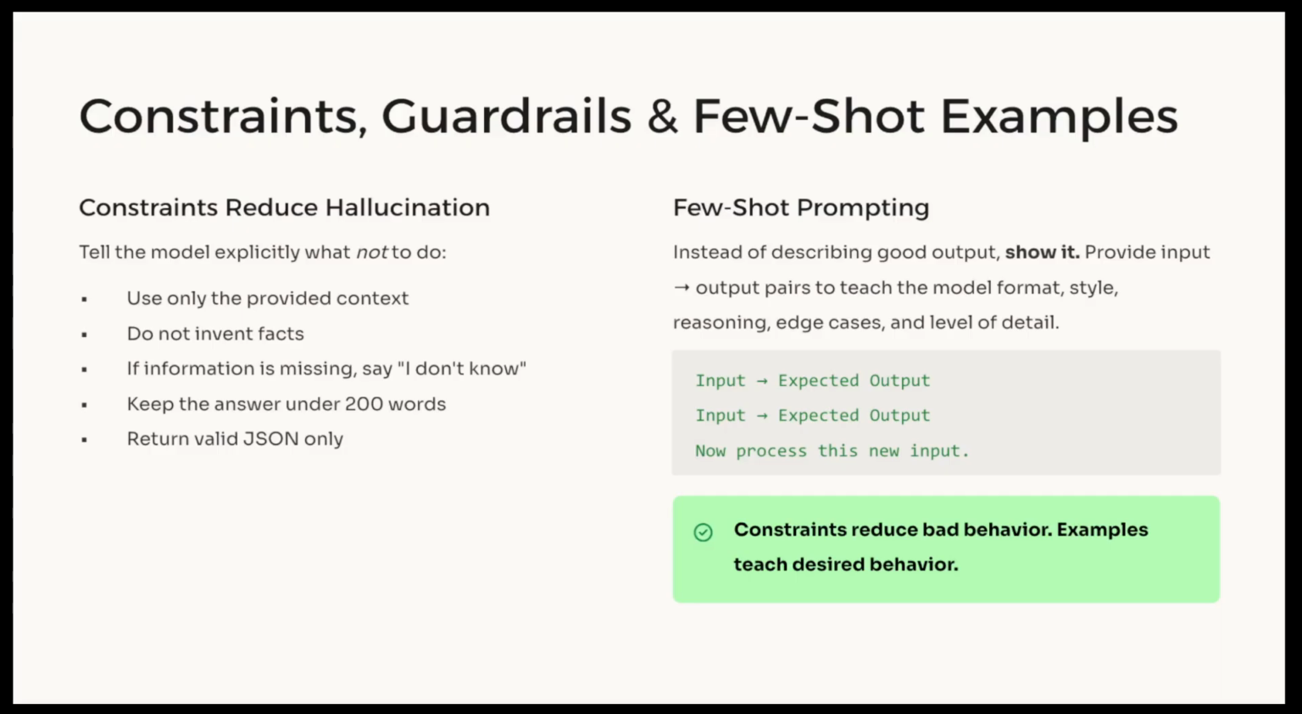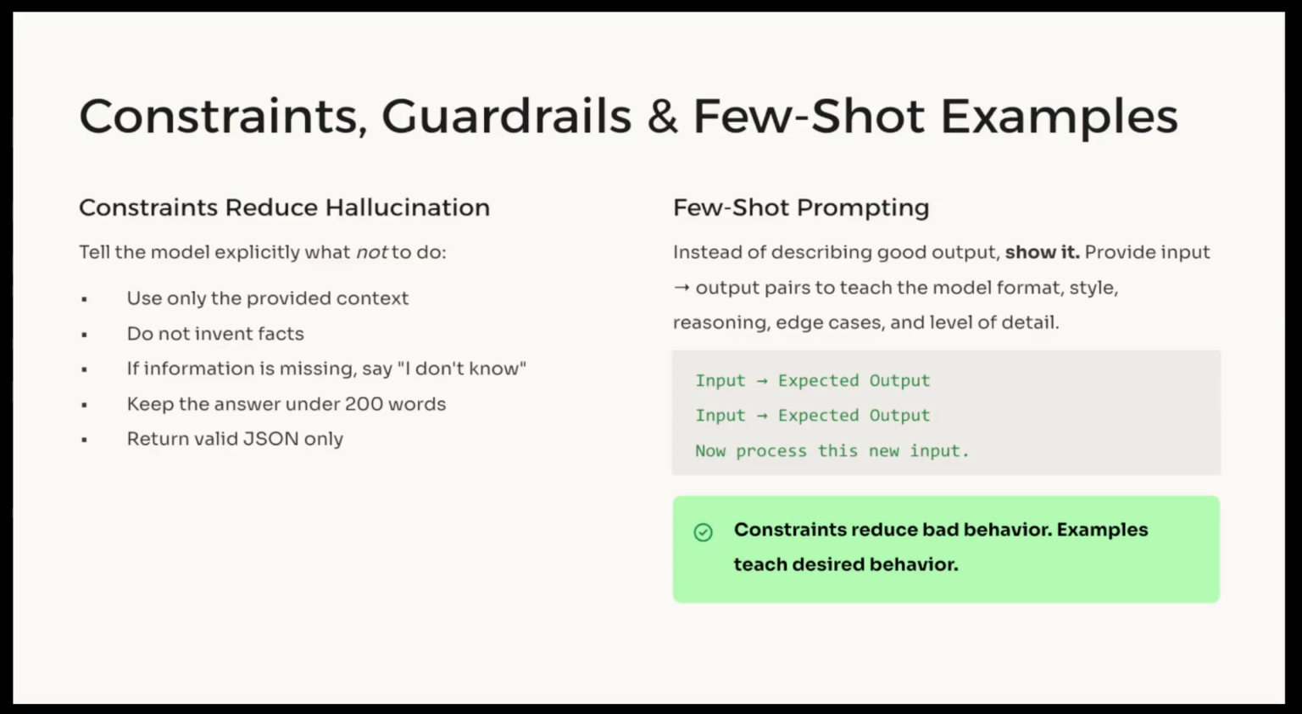Constraints tell the model what not to do. For example, use only the provided context. Do not invent facts. If information is missing, say, I don't know. Keep the answer under 200 words. Return valid JSON only. Include citations. Constraints reduce hallucination and improve consistency.